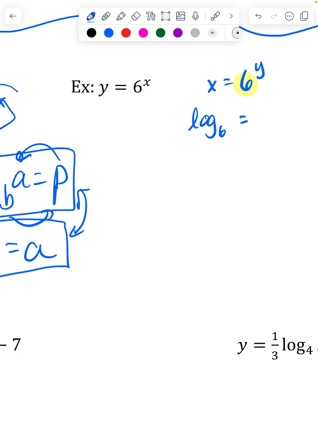And then the power always goes on the other side. So this is how this would play out. Log base 6 of x equals y. And then you're supposed to get y alone, except y is already alone. So you're good to go.